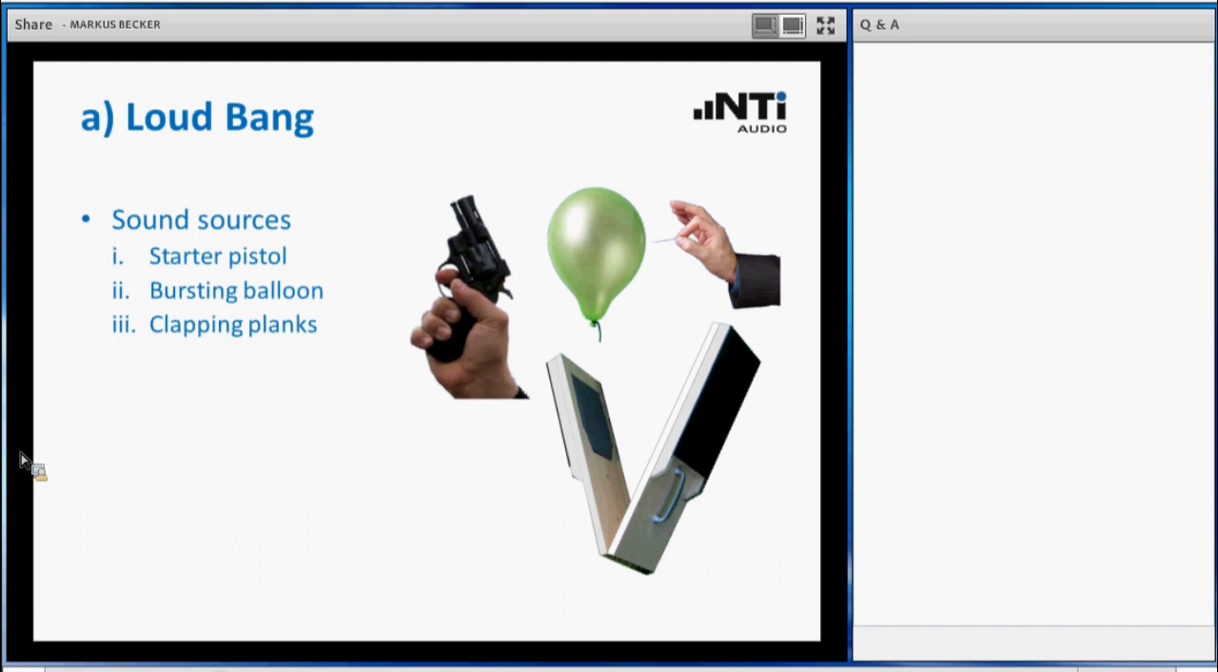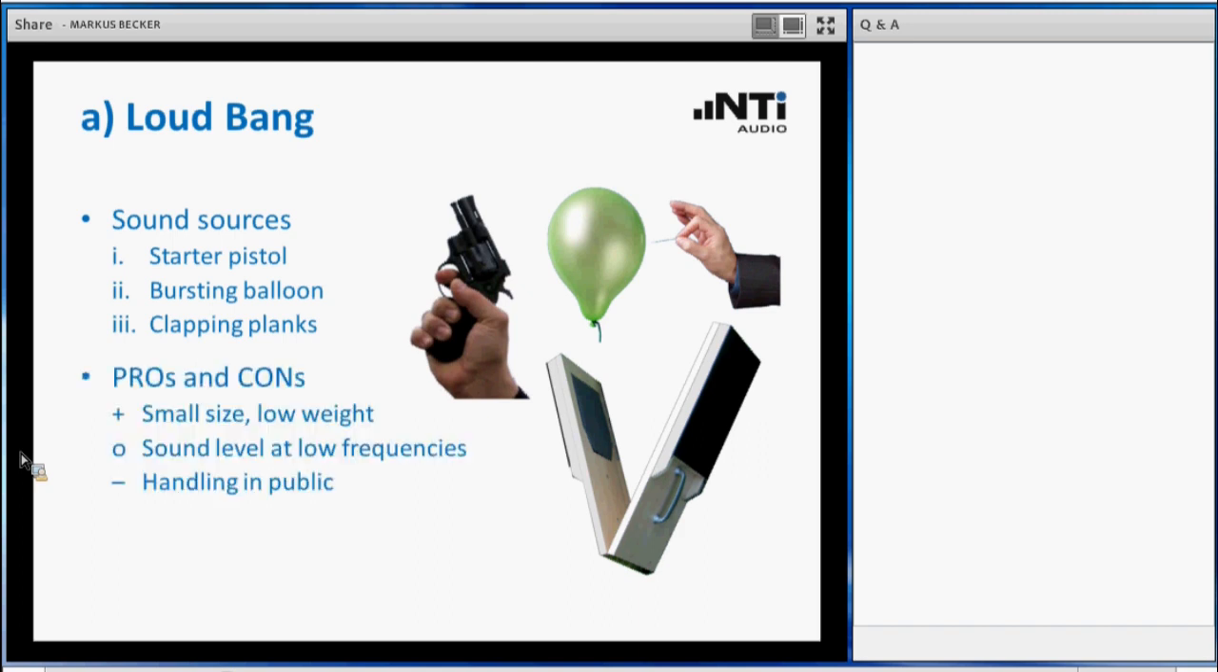When we talk about the balloon, there is a trick to even increase the noise that is created by the burst, and that is if you fill the balloon with an explosive gas and you ignite that. This is not always applicable in every room, but this is a nice trick to increase the impact of that bang. Well, the advantages of these solutions are they are quite lightweight, they are small to carry around.